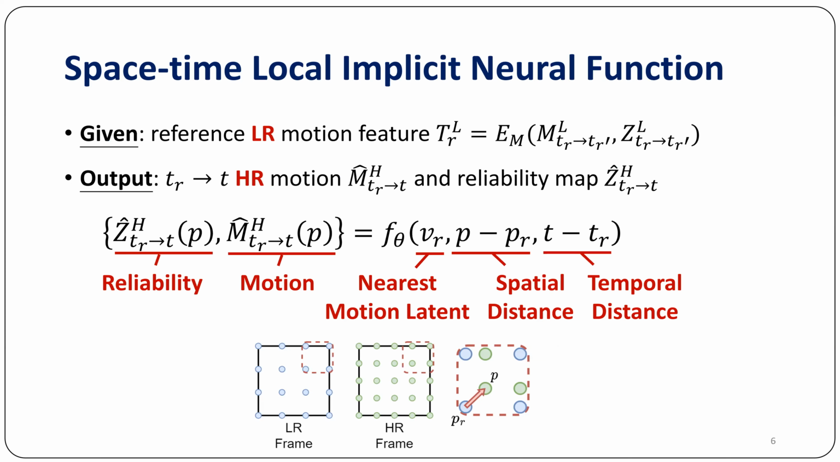Given the reference low-resolution motion feature, our space-time local implicit neural function takes the nearest reference motion feature, spatial distance, and temporal distance between the reference and target location to predict the high-resolution motion and the corresponding reliability map between the reference time tr and the target time t.